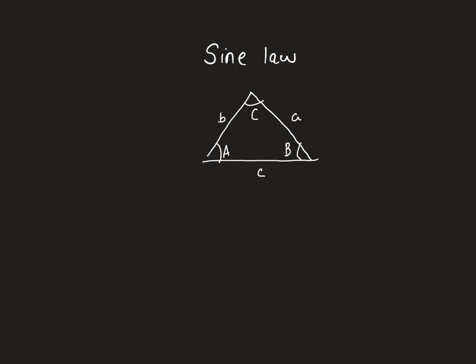So sine law states that if you have this nice triangle here, see for this triangle here, the lowercase letters are the sides, the uppercase are the angles. So sine law states that you can have a divided by sine A is equal to b divided by sine B, which is equal to c divided by sine C. Now, this is true in most cases. In fact, it's true pretty much in every case.